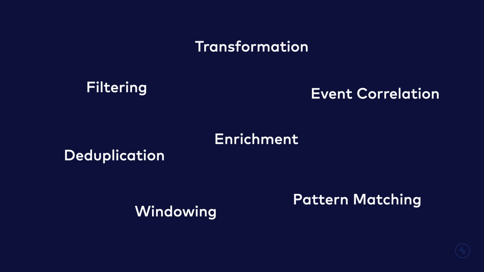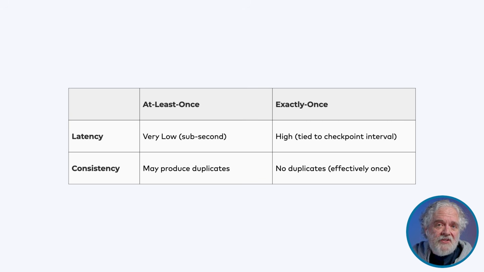But why would those duplicates be there? Well, it has to do with what happens when you choose exactly once stream processing. That comes with a cost, and that cost is additional latency. So for some use cases, that latency is just too much, and they go for at least once guarantees instead. Okay, I'm convinced. Let's go ahead and dive in.